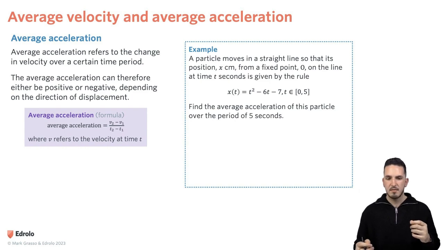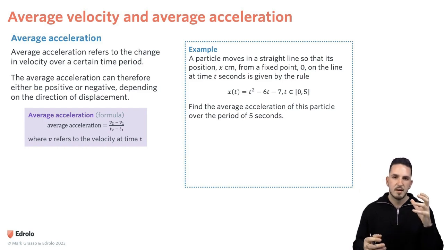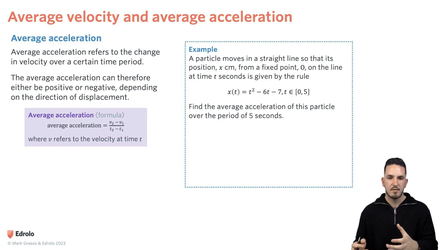However, the average acceleration formula, if we notice the difference, is with regard to the velocity over time, or v2 minus v1 divided by t2 minus t1. So the division is the same. However, the numerator is essentially the difference in your velocities rather than the difference in your position. So that's the difference essentially between your average velocity and average acceleration.